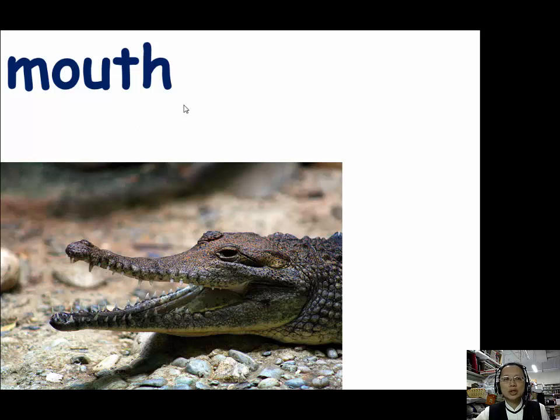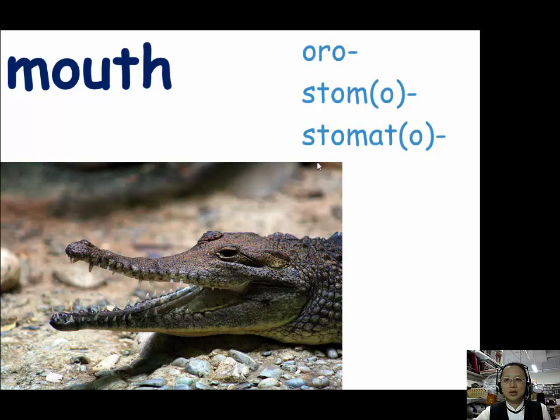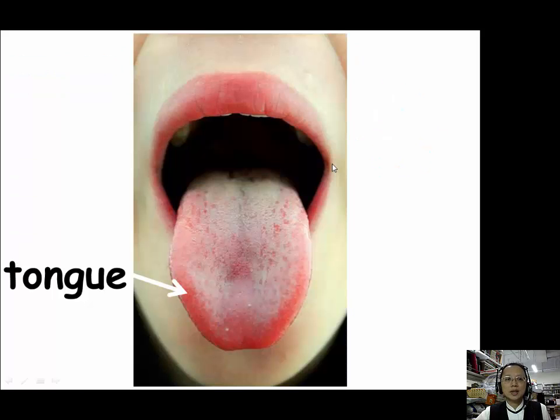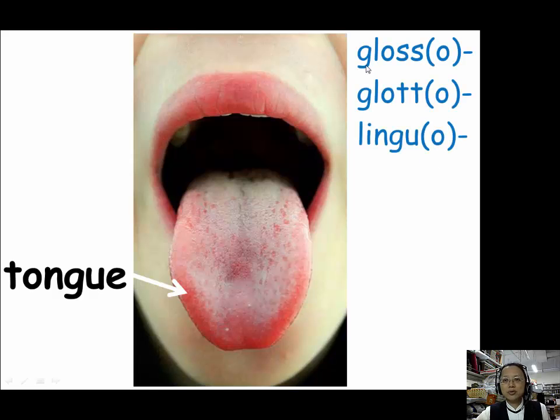Let's review what we just learned. When we want to talk about mouth, we can use three prefixes: oro, O-R-O, stomo, S-T-O-M-O, and stomato, S-T-O-M-A-T-O. To talk about tongue, we can use three prefixes too: glosso, G-L-O-S-S-O, glotto, G-L-O-T-T-O, and linguo, L-I-N-G-U-O.